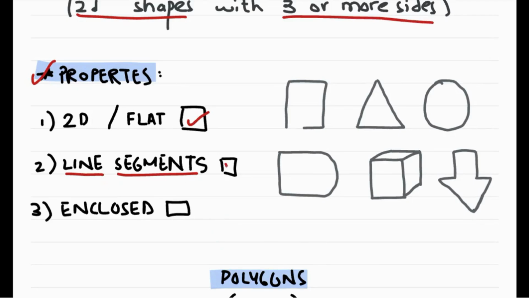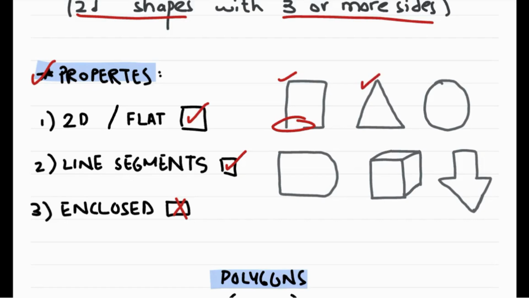So it should be made up of line segments, and the third one is that it should be enclosed. It shouldn't be open, the lines should be connecting each other. Now let's look at these examples one by one. Let's start with this one. We see that yes, it is a 2D shape and it is flat, it is made out of line segments as well, but if we look over here, it is not enclosed, so this one would not be considered a polygon.